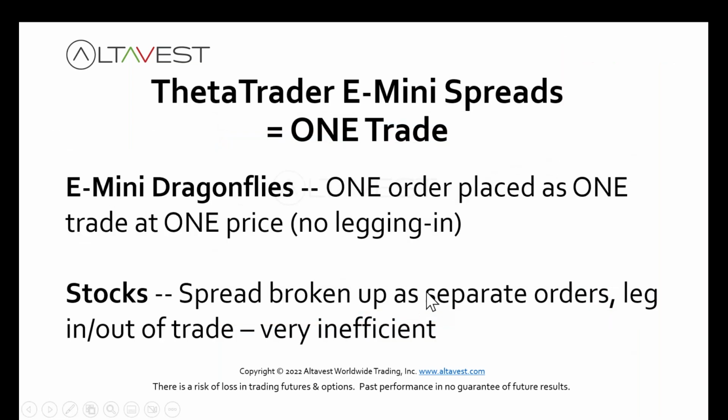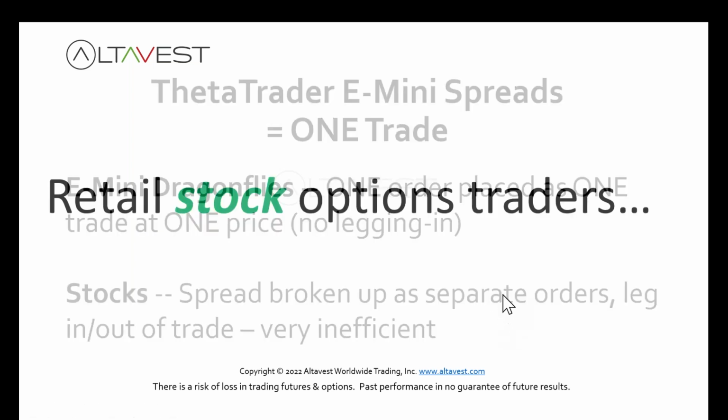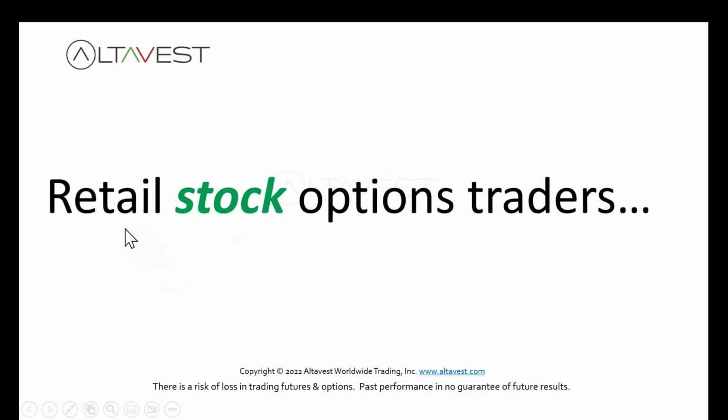And here's a big, big advantage to the dragonflies when you're doing the E-minis. It's one order. You saw how I'm just placing one order at one price. There's no legging in. You don't have to break up the orders separately like you do with stocks. You cannot do a dragonfly with stocks. I've tried it. I've seen other people try it. You can't do it in one order. You have to do it as two separate orders to get in and two separate orders to get out. It's just a mess.